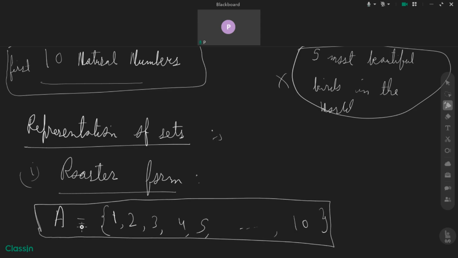So to represent a set in roster form, we first name the set by any capital English alphabet. That is, I have named it here by capital A, then I write equal to, use a curly bracket, then write the actual elements in the set, separated by commas, and then close the set with the second curly bracket, and in this way this will be the representation of a set in roster form. Let us take one more example.